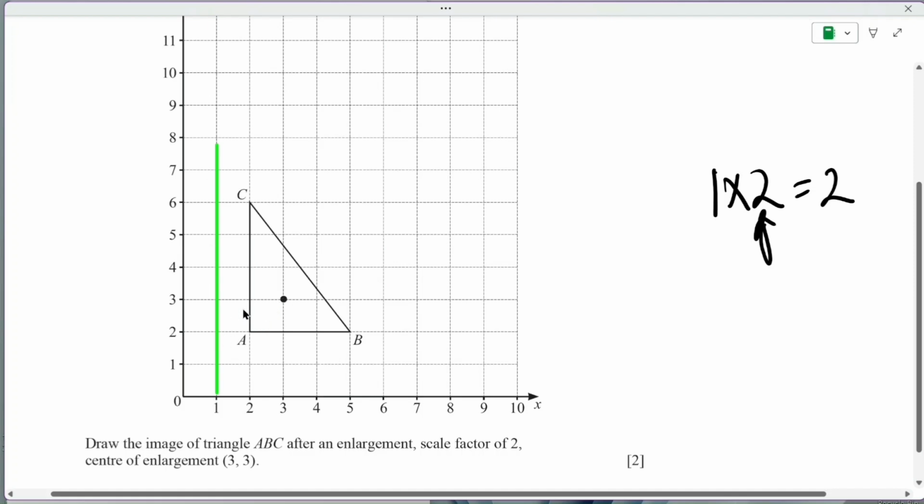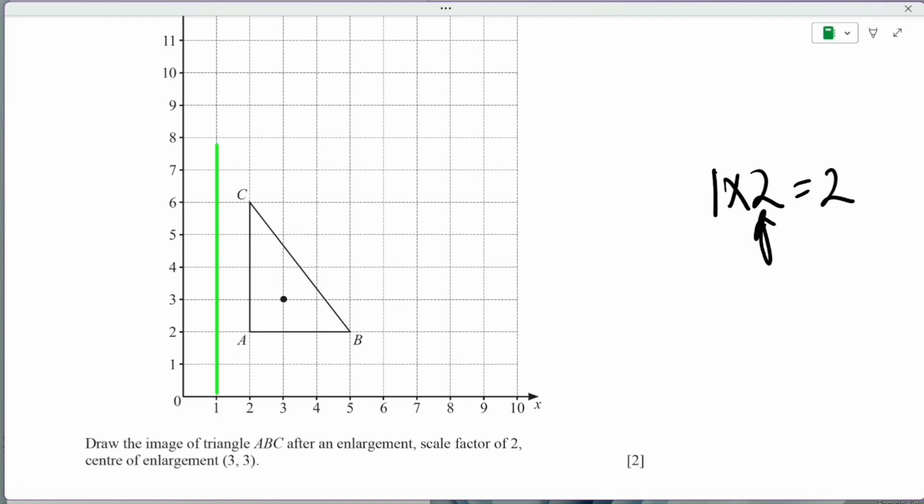So from here, you count 1, 2. So the vertical line AC of the image, that's the enlarged triangle, will be on this line. That's x is 1. So let's mark that first. It's on this line. You can mark it with pencil.